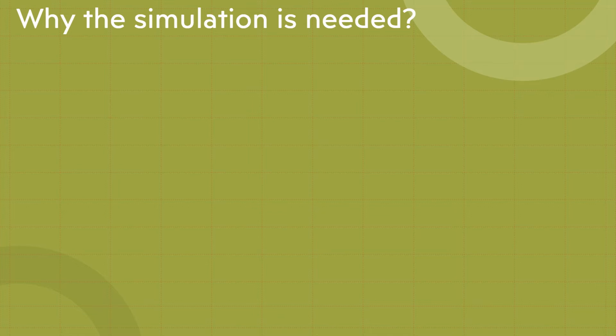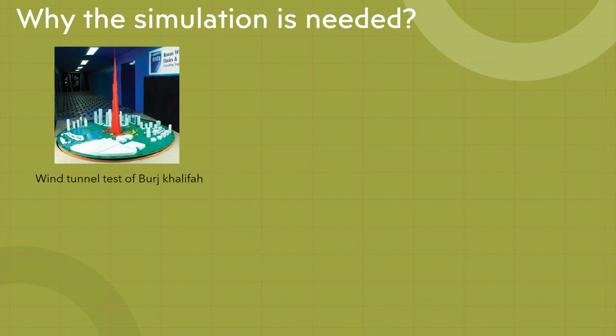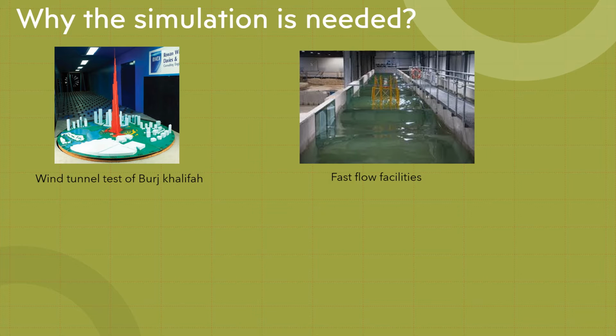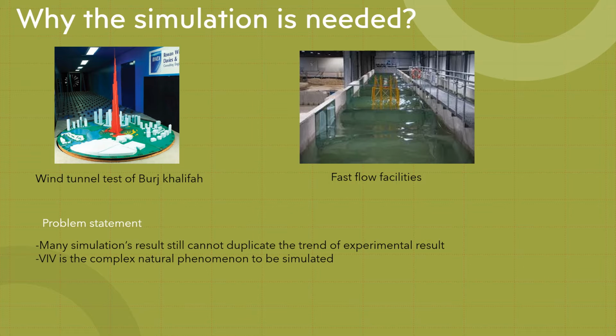So now I'll explain why the simulation is needed. When computer technology was quite limited, scientists had to conduct experiments to study VIV, at the wind tunnel, for example. This is the wind tunnel test for the Burj Khalifa. For marine structures, the experiment of VIV will be conducted at a flow facility. However, the experiment is too costly and time consuming. Therefore, simulation is needed.